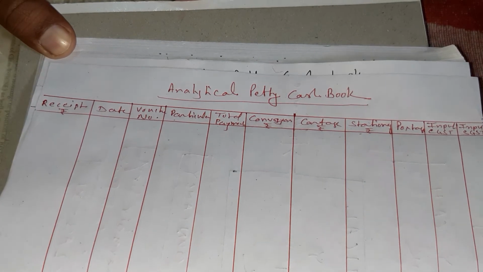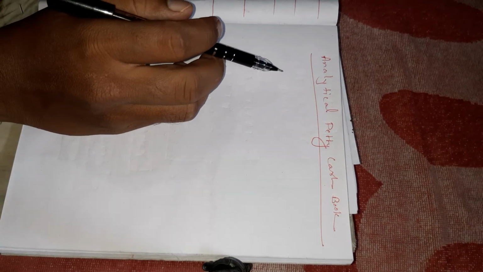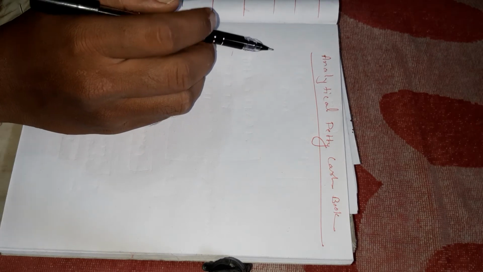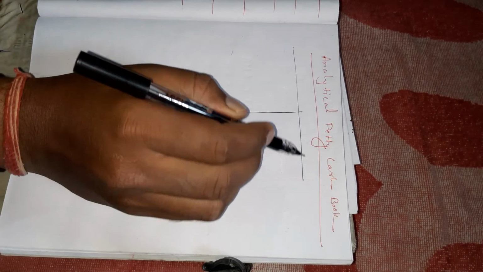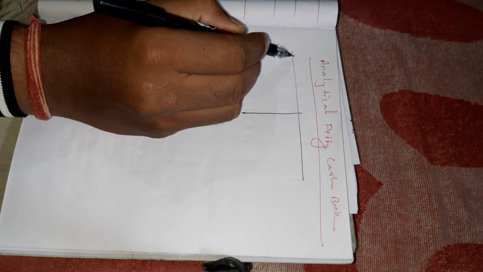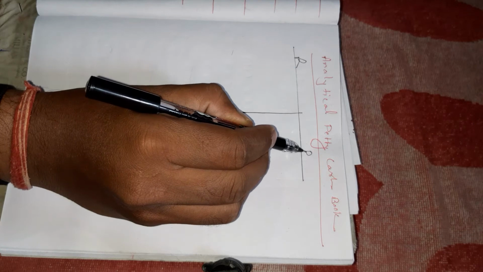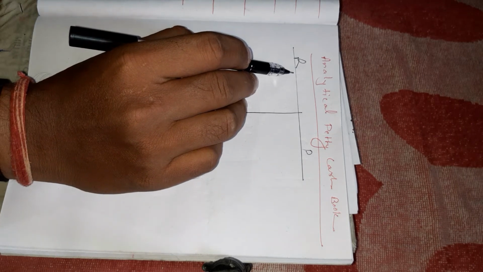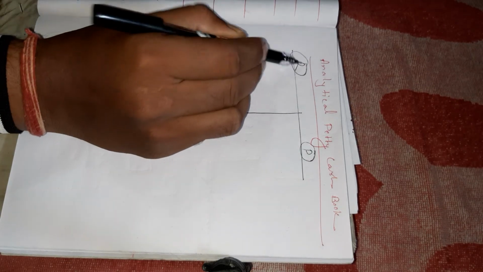Now I am going to discuss what the analytical petty cash book is. Try to understand the concept. What do you mean by analytical petty cash book? It means posting in the analytical petty cash book has two sides. The left side is for recording receipts, which will be only from the main cashier, and the right side is for recording payments. Here payments and here receipts.